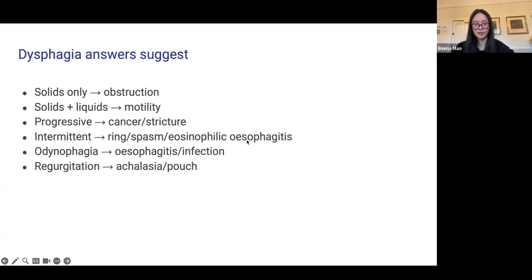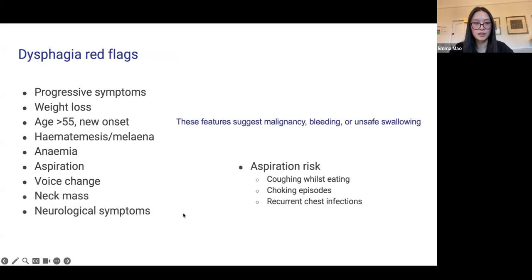But there's specific tests for it. And if there's pain, it's often infection or inflammation. And then with regurgitation, we're thinking about achalasia and/or a pouch, like a pharyngeal pouch. Okay, so with these signs, you can sort of link them to what they suggest.